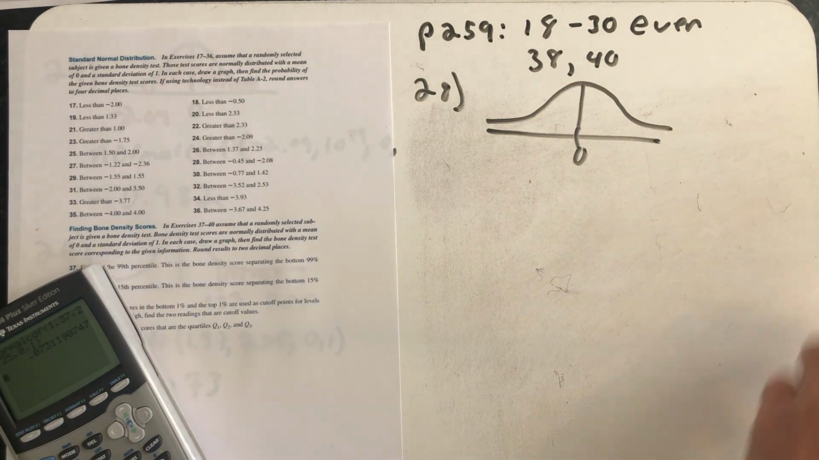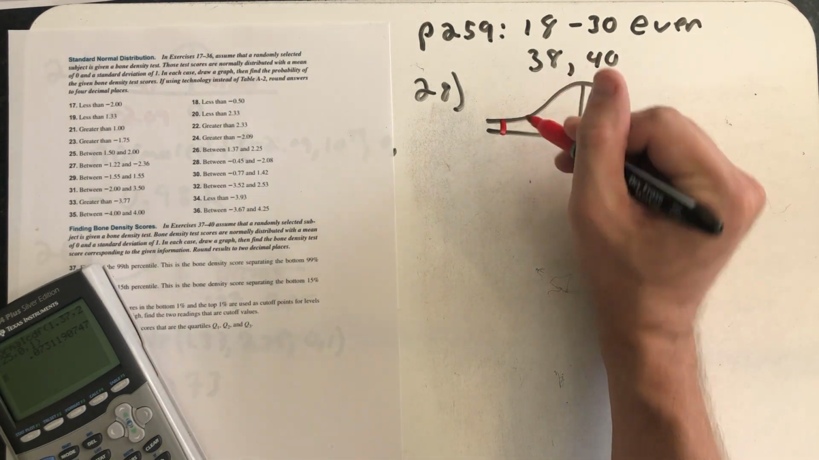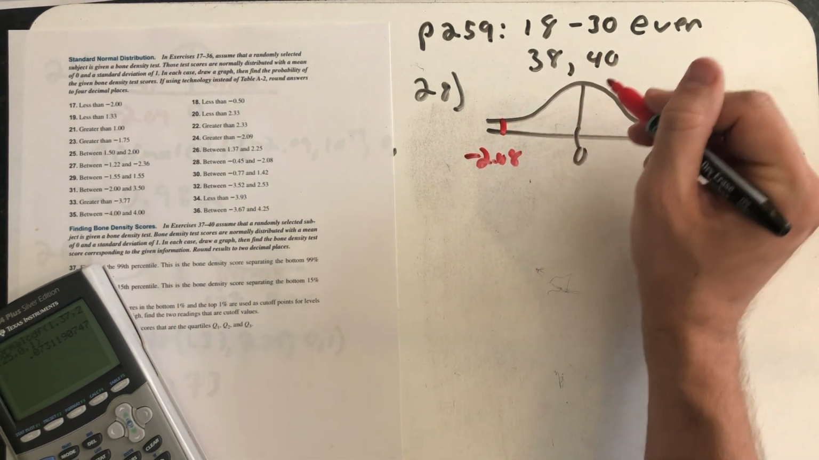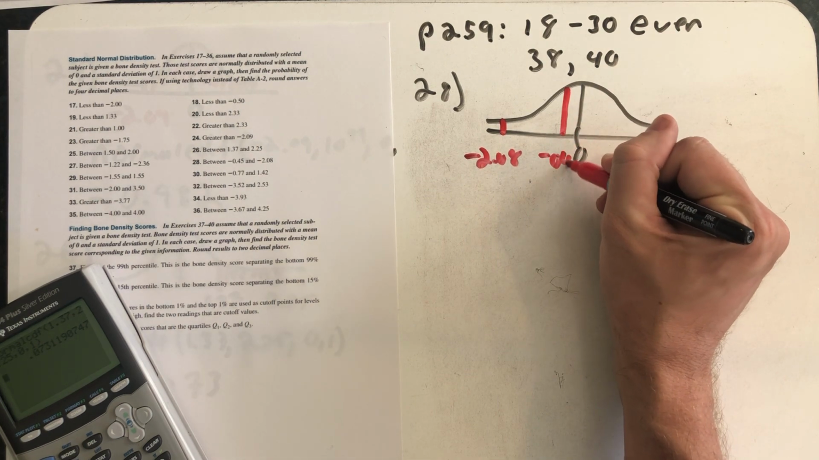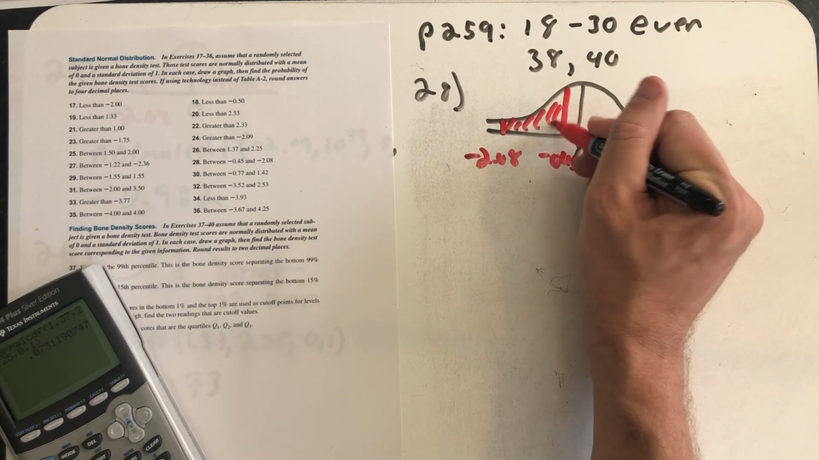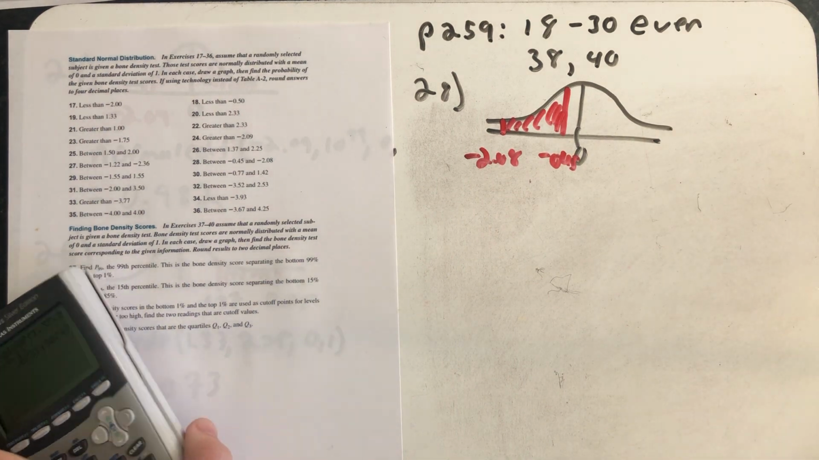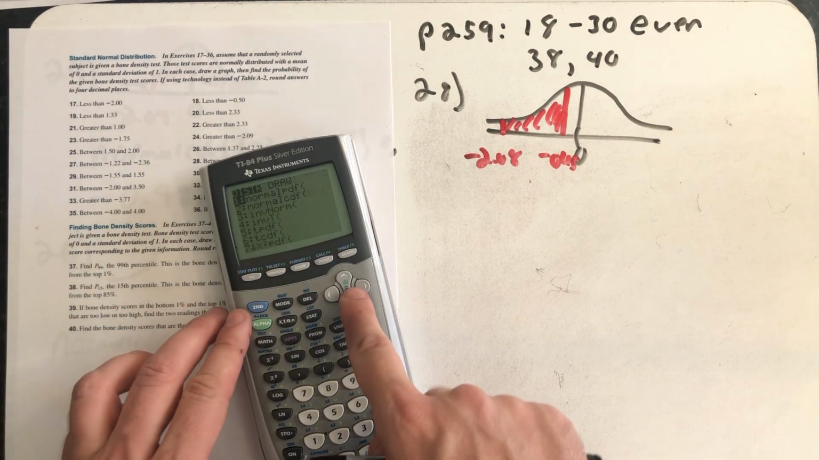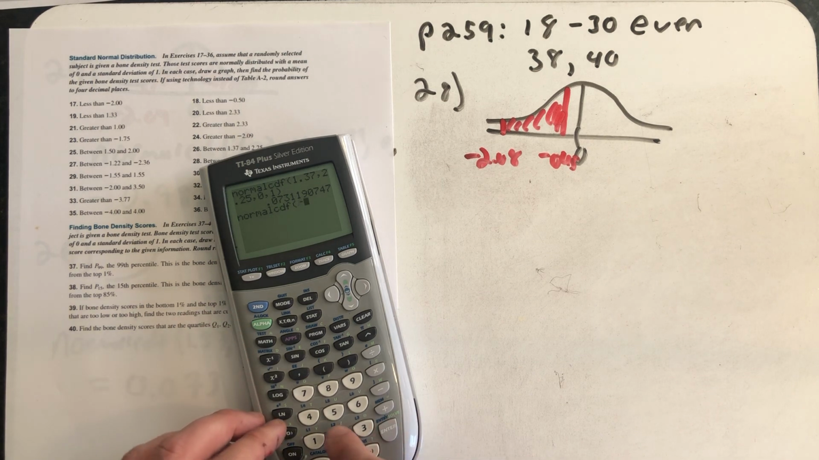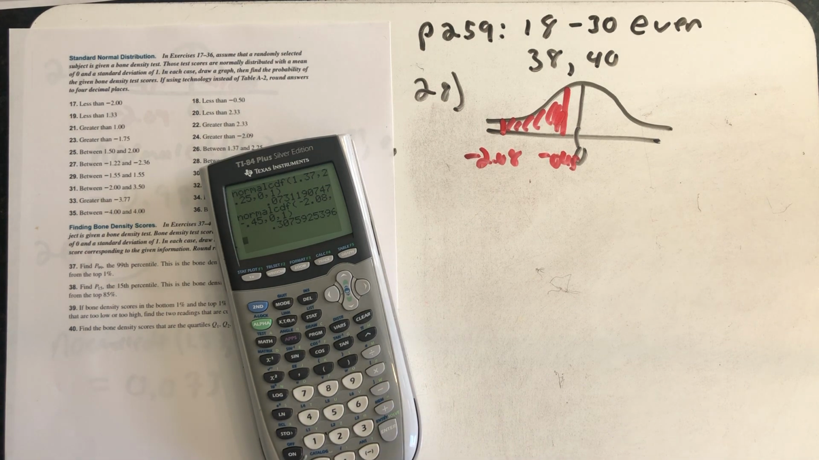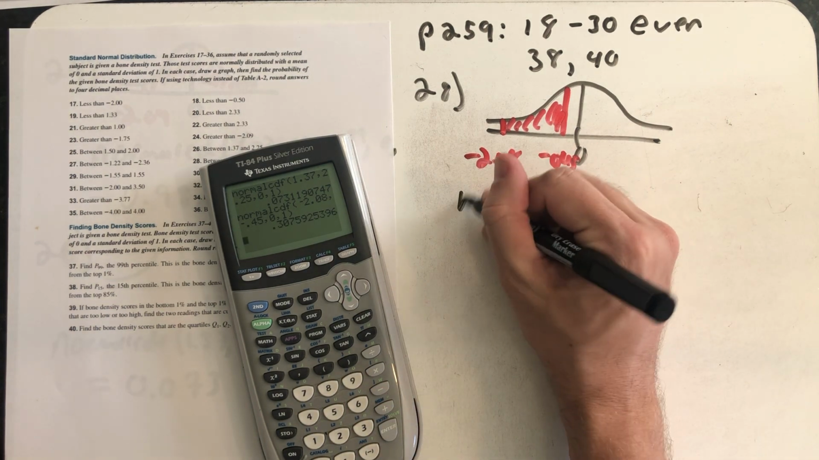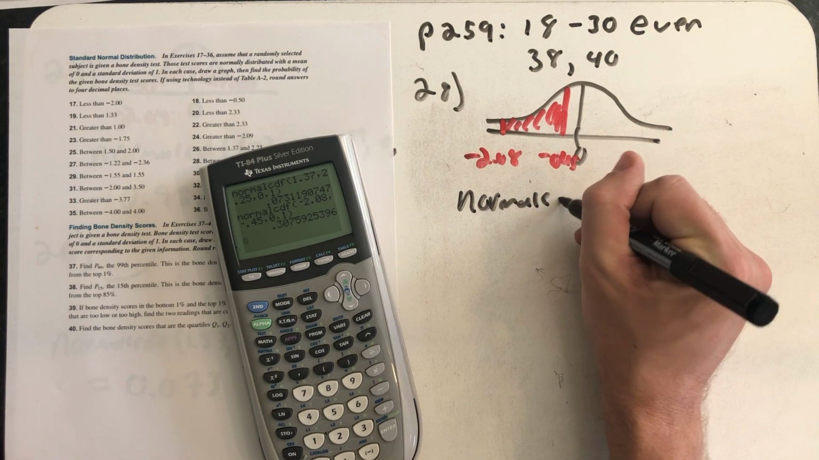All right, well, minus 2.08's, again, pretty far away. Minus 0.45 would be here. All right, second distribution down to normal CDF, minus 2.08, comma, minus 0.45. The mean and the standard deviation. About 30% of the bone density scores are in that region.